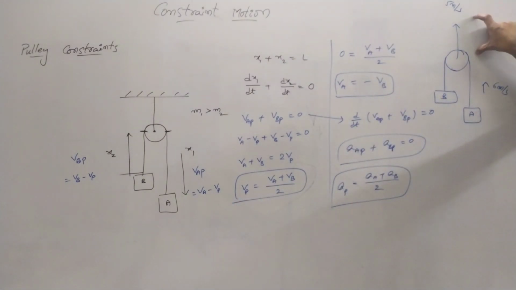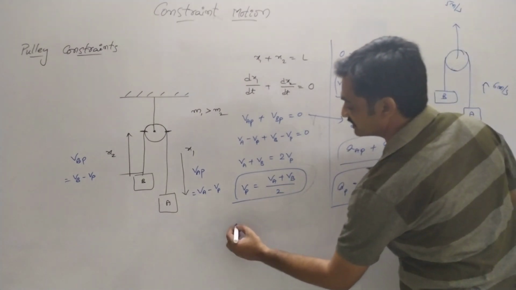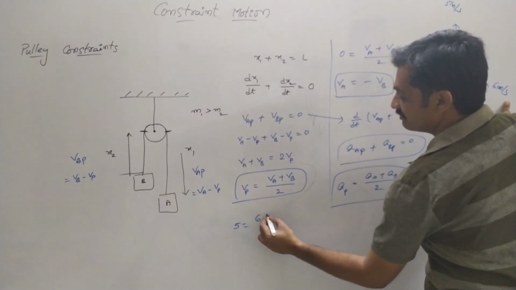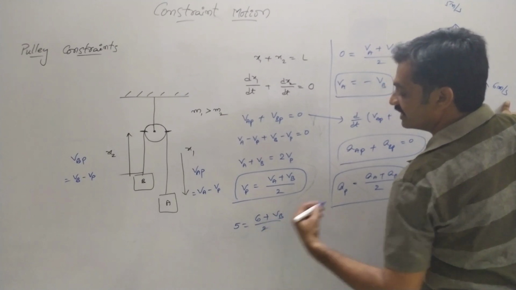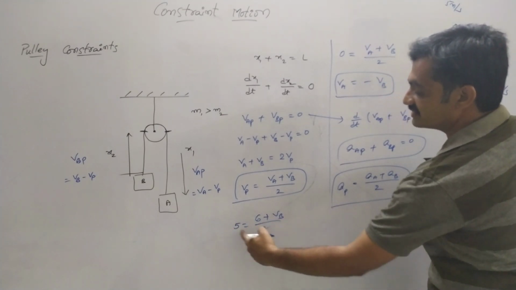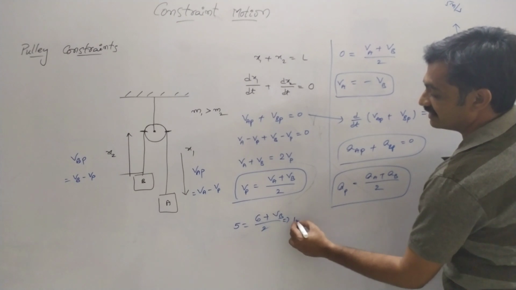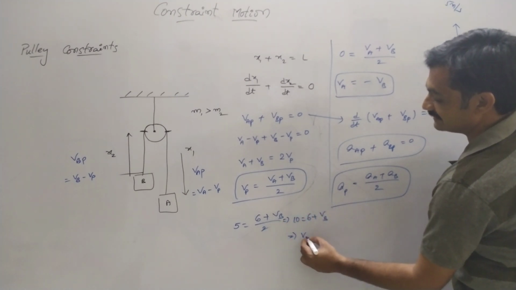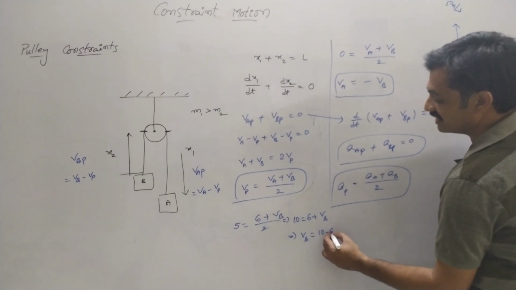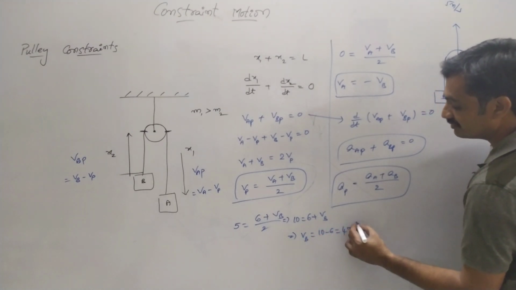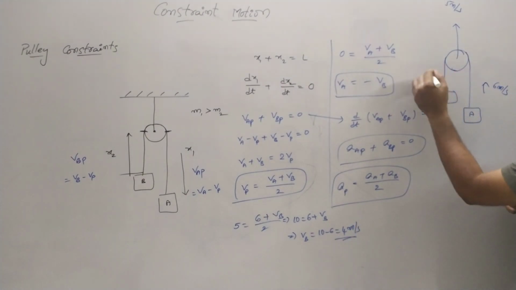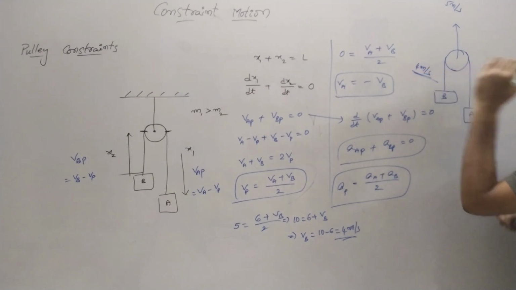Observe this, the pulley is moving in the upward direction with 5 meter per second. Then we can represent it as 5 equals velocity of the block A, which is 6, plus velocity of the block B by 2. So observe that 5 into 2 is nothing but 10. 10 equals 6 plus velocity of the block B. Then velocity of the block B equals 10 minus 6, which is nothing but 4 meter per second. So here the block B moves with 4 meter per second.